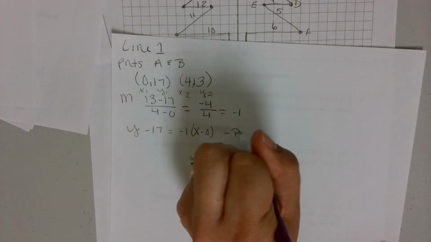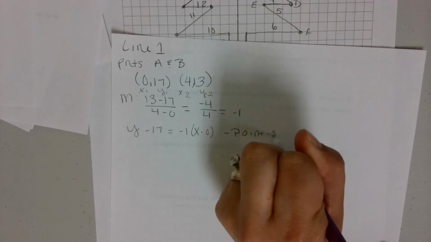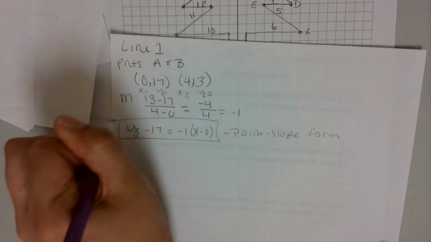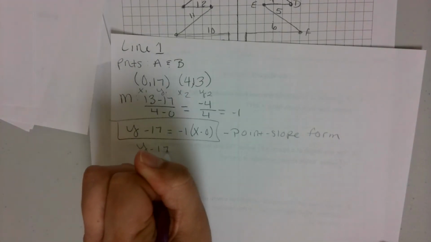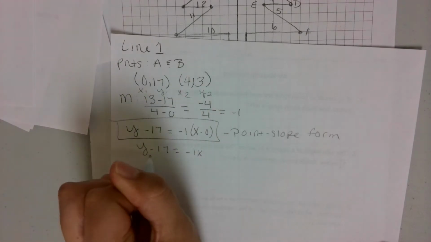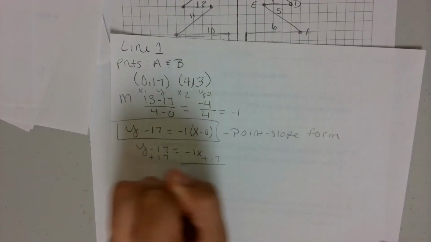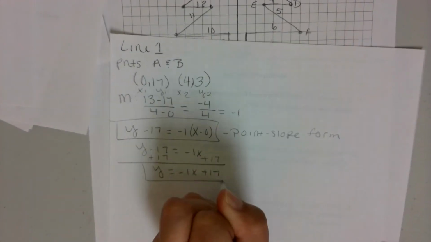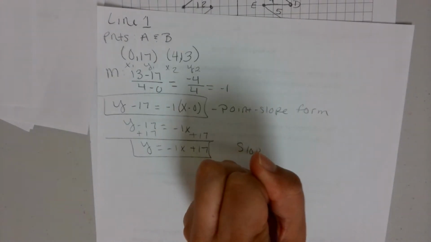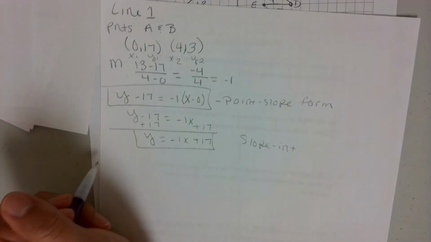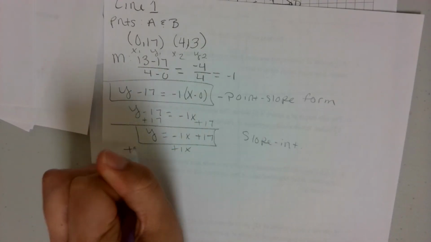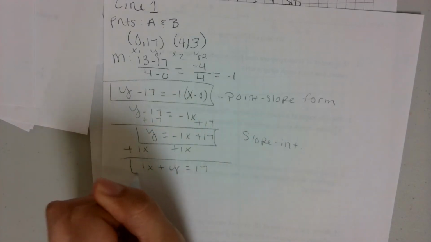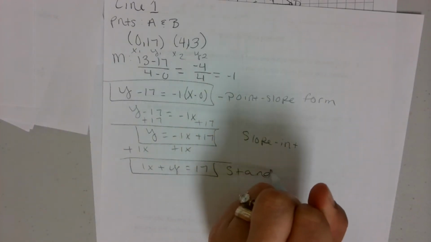So then I'm going to label this point slope form. Then I'm going to have y minus 17 equals negative 1x. And I'm going to add 17. So I have y equals negative 1x plus 17. I'm going to call that slope intercept. Then I'm going to add this 1x to both sides. So I have 1x plus y equals 17. And I'm going to call that standard form.